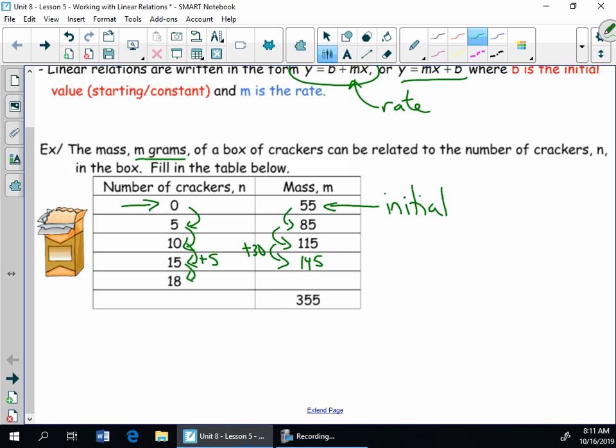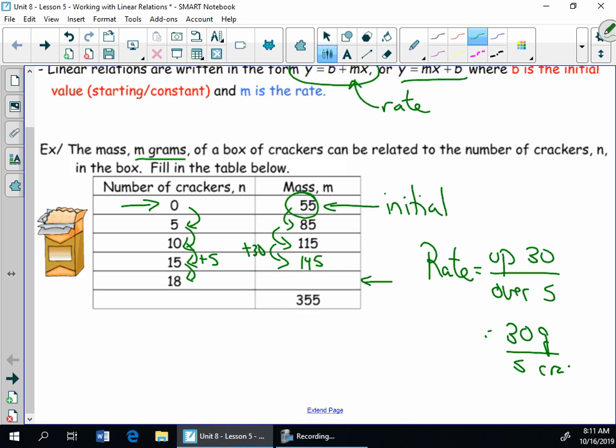So if I want to figure out the missing value, it makes sense to me to figure out the equation. If I have an equation, I can figure out any value I want in the pattern. Well, what do I need for an equation? I need an initial value, which I already have, and I need a rate. The rate is the difference between any 2 points. Well, we just figured out the pattern, right? We were going up 30 for every 5 crackers. 30 what? Grams, 5 crackers. Or in other words, 6 grams per cracker. Okay, we got ourselves an equation.